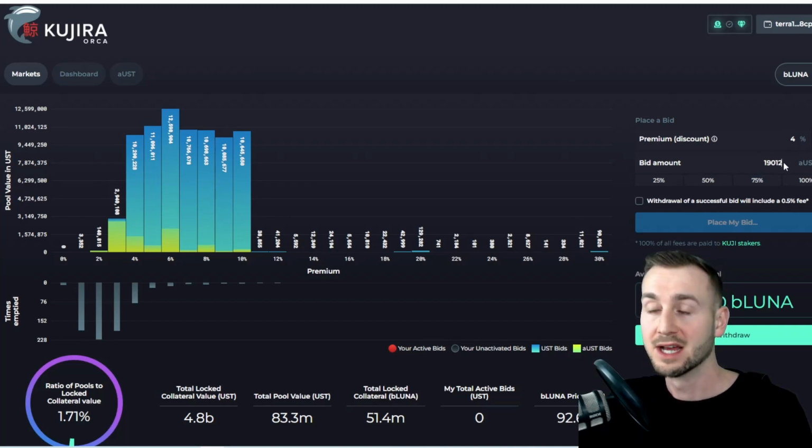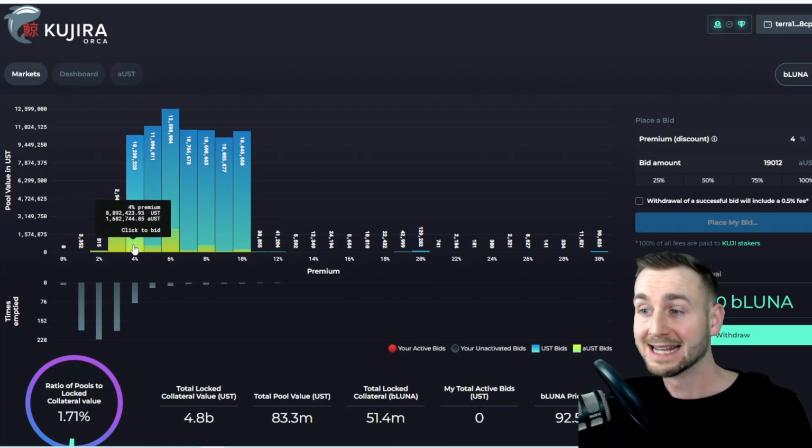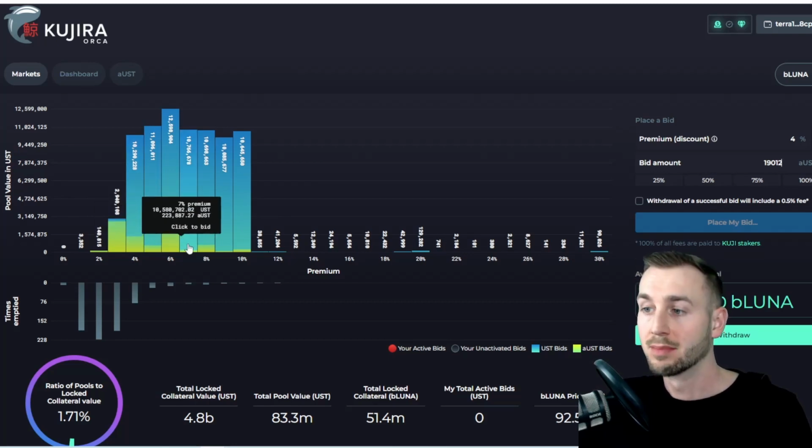I then enter my bid amount, and once I've placed that bid, it is added to the stack here. So at 4% discount, you can see currently there's 8.8 million UST and 1.6 million AUST in bids at the ready. So if there's a huge liquidation event on Anchor and loads of these BLUNA start getting wiped, well, the system will work through all of these bids one by one and soak up all of the UST and AUST that has been bidded until all that bad debt and thus those BLUNA are soaked up by this protocol.